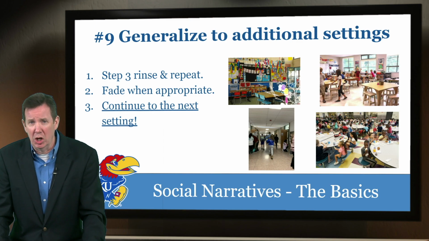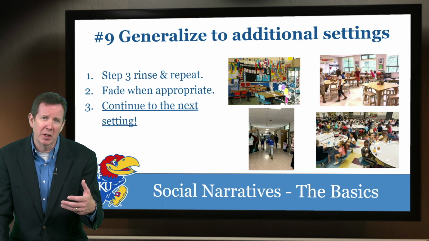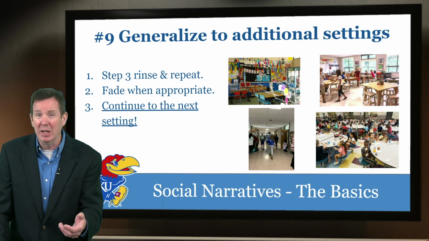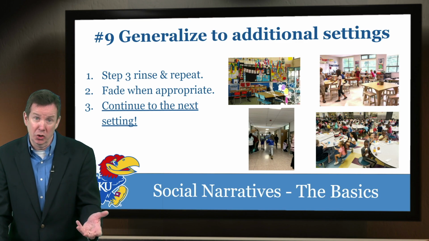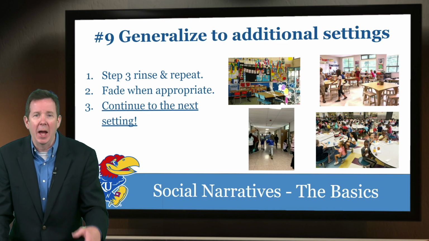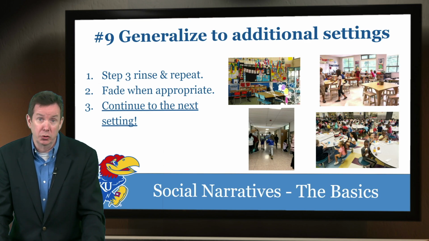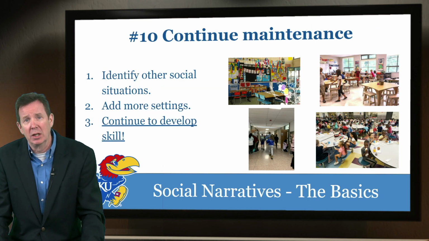Then, number 9, we're going to seek to generalize it. And when we seek to generalize it, we want to generalize it to a point that they are not only showing capacity, but we can then fade the social narrative use, that is, from the need, from the intervention, from the application for the individual, and so they're doing it independently, that is the social skill. And number 10, we're going to continue with maintenance.